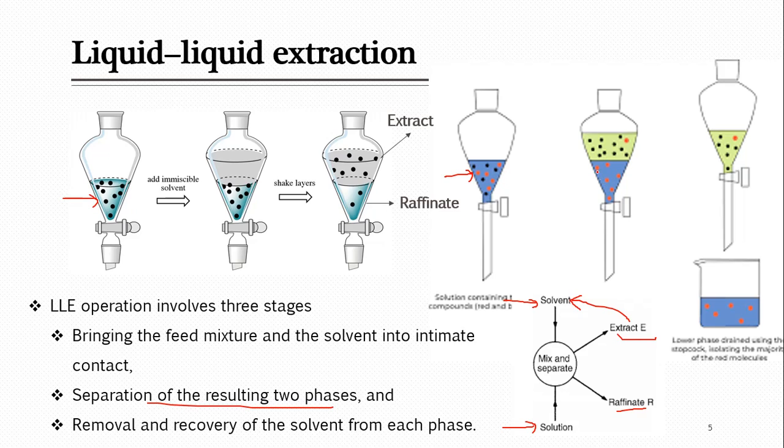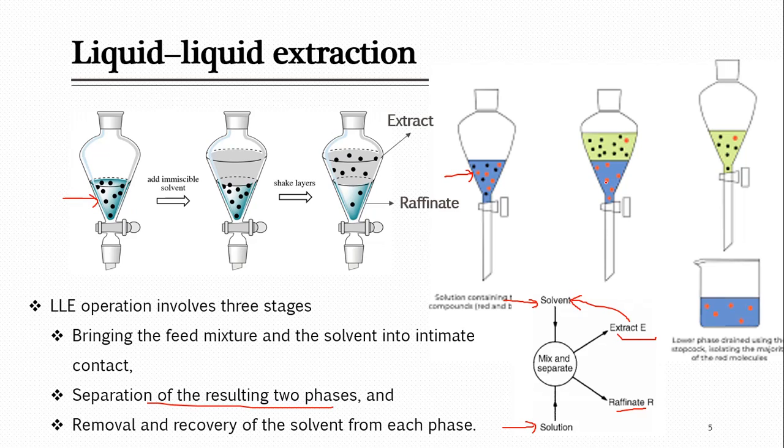You can see that when you bring them in contact with each other, you mix them and then give them settling time. After settling, they get separated into two phases, and you can see that this black color liquid has more affinity for the yellow color liquid and is transferred to it, while some part of the other liquid is also transferred, but in a very small amount.